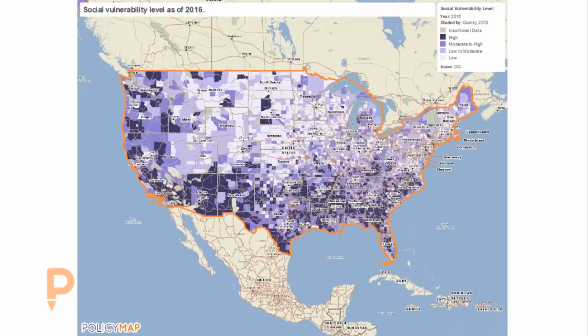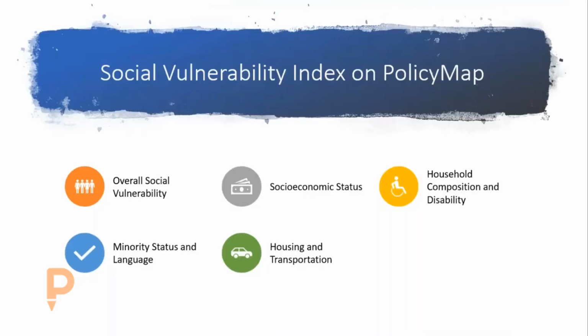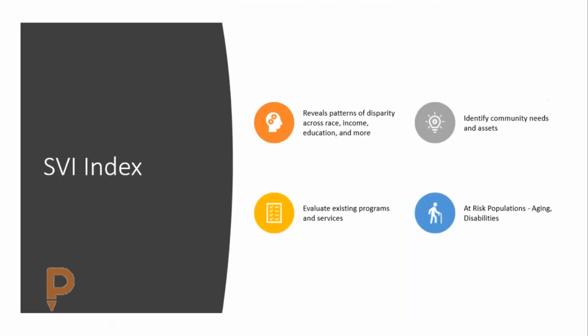Right here, I have a sample map for you, and you can see that this is the overall social vulnerability level. If you are familiar with the PolicyMap platform, you'll find this underneath the quality of life menu in our categories. And there are several different ways that you can take a look at the social vulnerability level. This is, once again, the overall level as of 2016. But we also have minority status and language as part of it, socioeconomic status, housing and transportation, and household composition and disabilities.